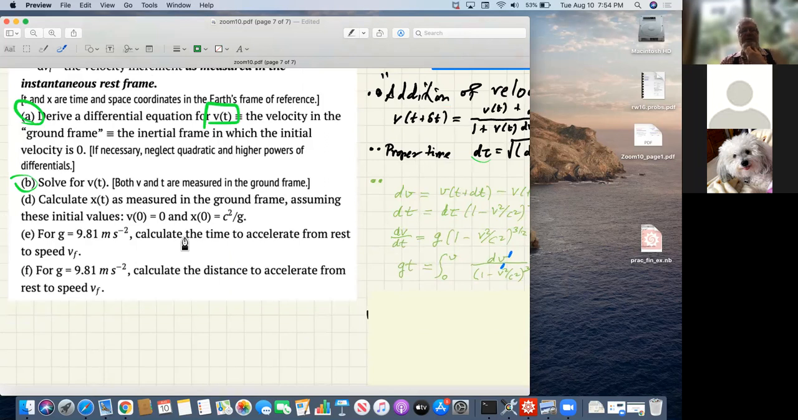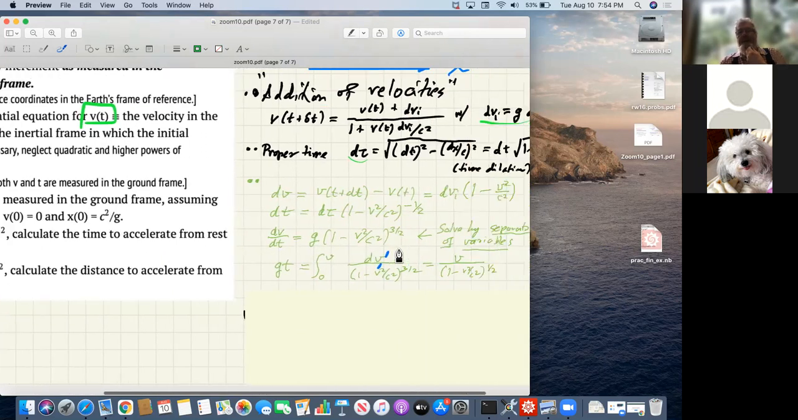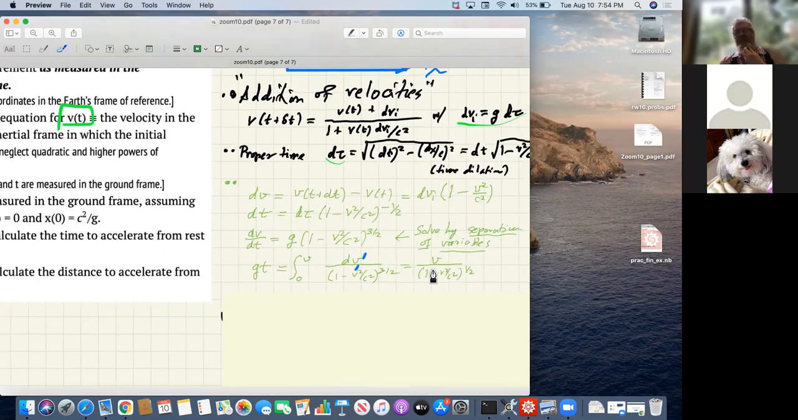Find v as a function of t. So that's the velocity and the time in the Earth frame of reference. Well, what I have is the time as a function of velocity. I want the velocity as a function of the time. So I have to do a bit of algebra here to solve for v.